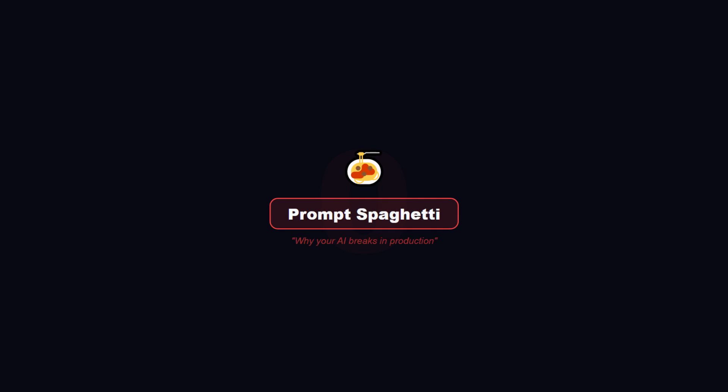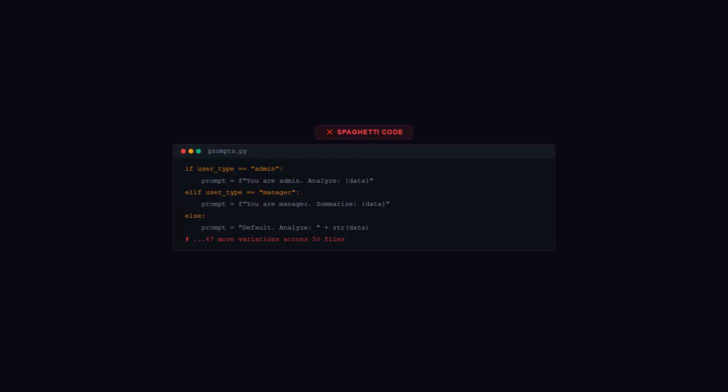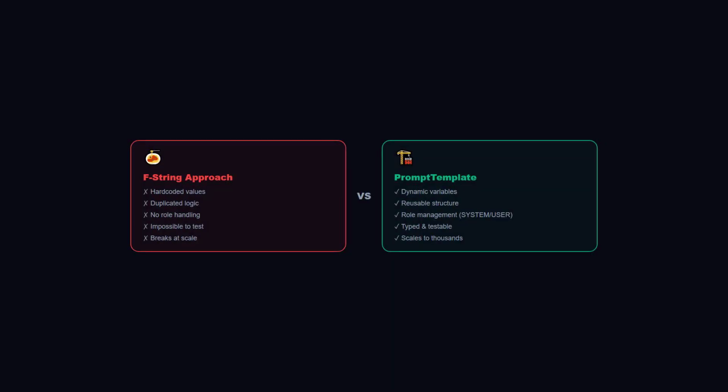Building an AI application feels easy at first. You just send a string to an API and get a response. But as your app grows, you realize you're drowning in spaghetti code, managing system messages, user variables, and output formatting across 50 different files. If you change one adjective in your prompt, the whole system breaks.